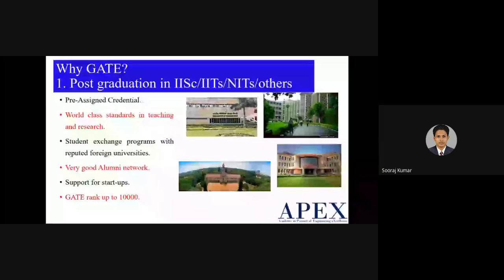Okay. So it is like going there, doing your M.Tech, getting savings plus getting a good job. So these are the advantages of getting into these IITs, IISc and NITs. Okay, and it has student exchange programs. I will tell you some of the examples.